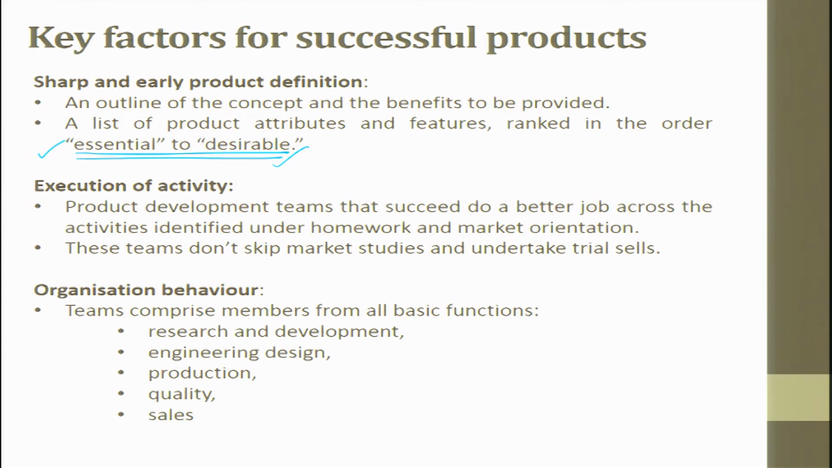In the same way, a list of product attributes and features has to be listed, and they have to be ranked in the order of essential to desirable. If the desirable qualities are not there, still a product can be sold with some compromise. But if desirable qualities are there and essential are missing, your product will never be successful. Please understand the difference between these two. Okay? That is what is early product definition.